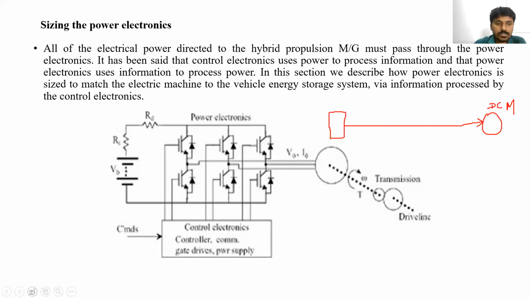So for that purpose, we are using a power electronic converter. What do we have to use here? The supply is DC and the output also requires DC. What output do we need? What does the DC motor need? The DC motor needs a DC supply, and the battery is also DC. So which converter can we use here?